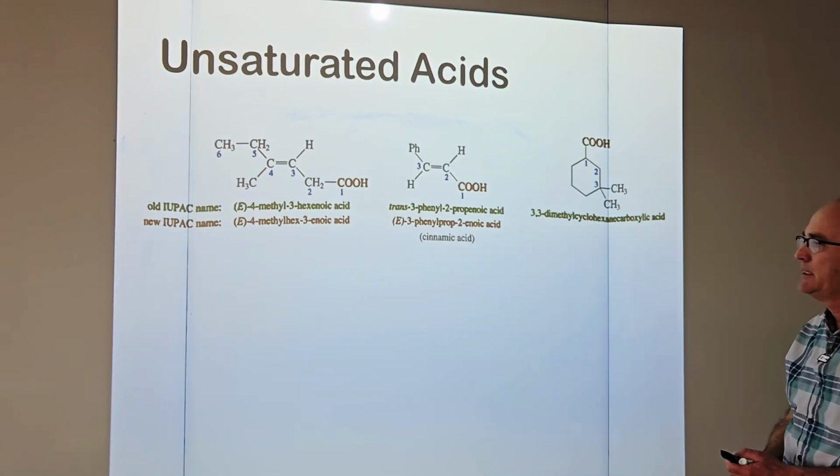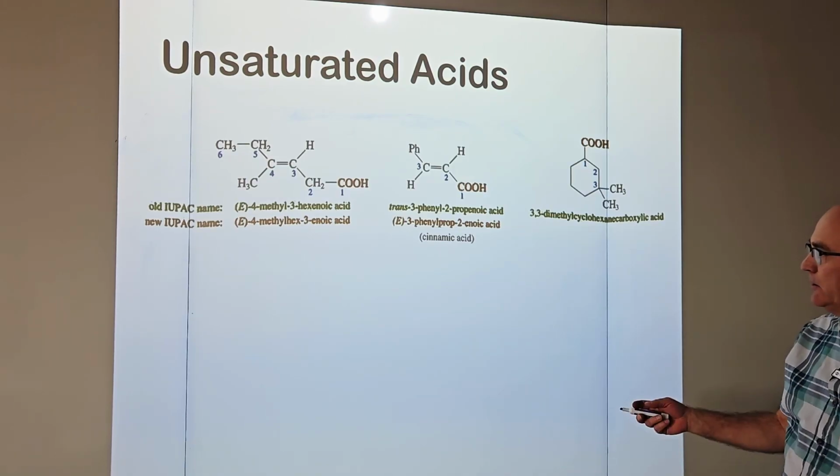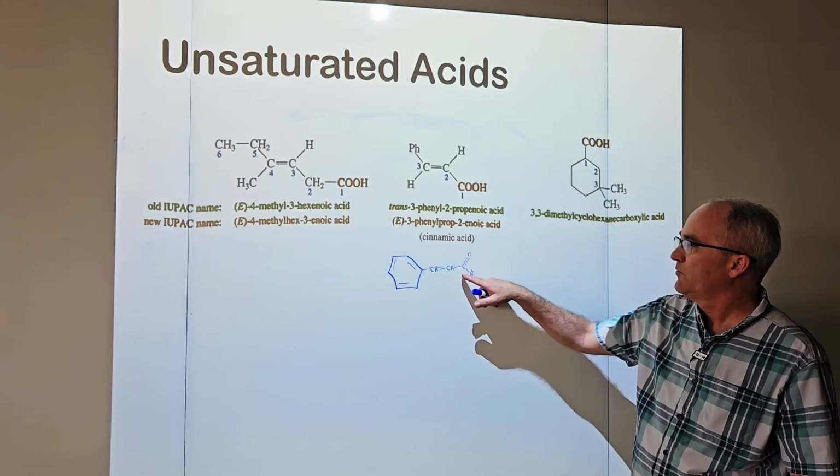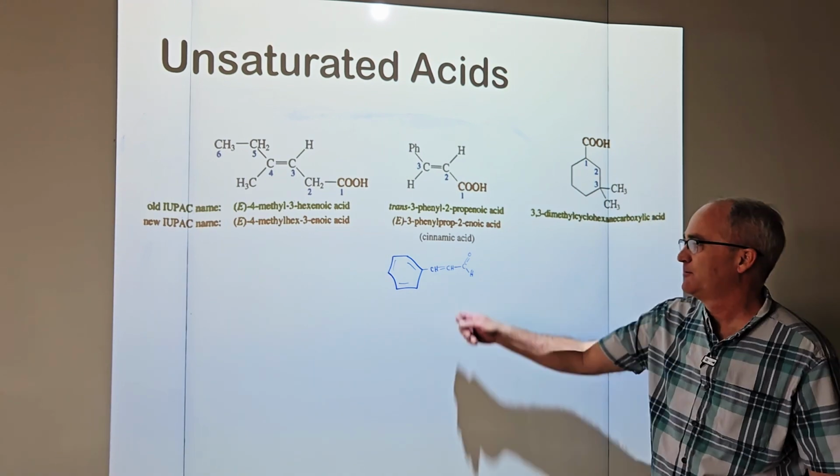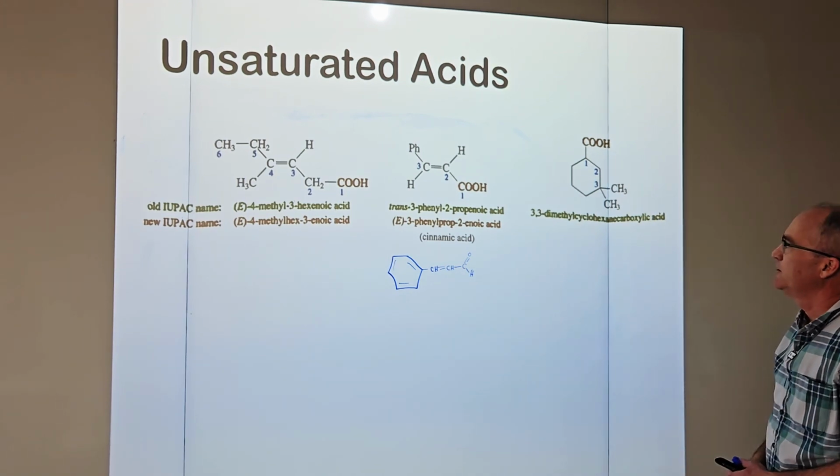Where do we get cinnamic acid from? You've melted it in lab. You get it from cinnamon. The spice is full of this. That's what gives it its flavor.